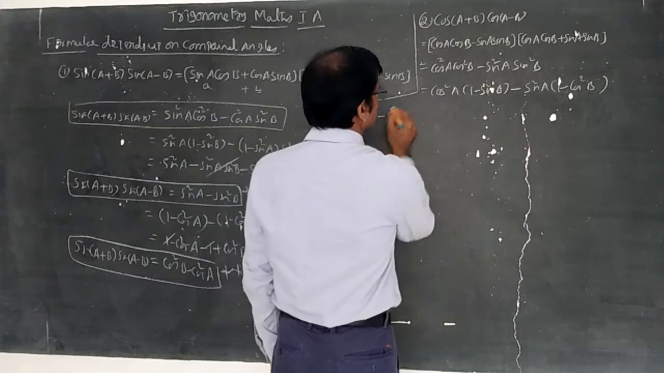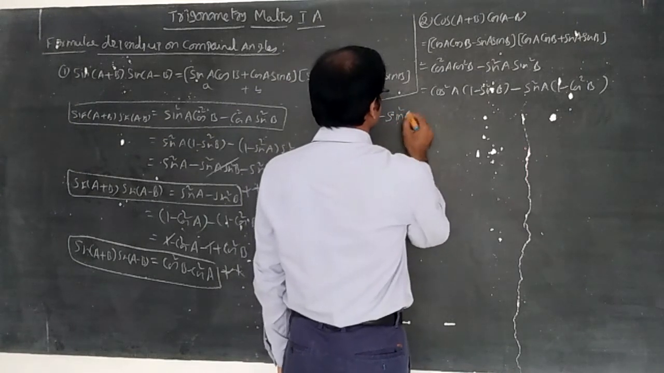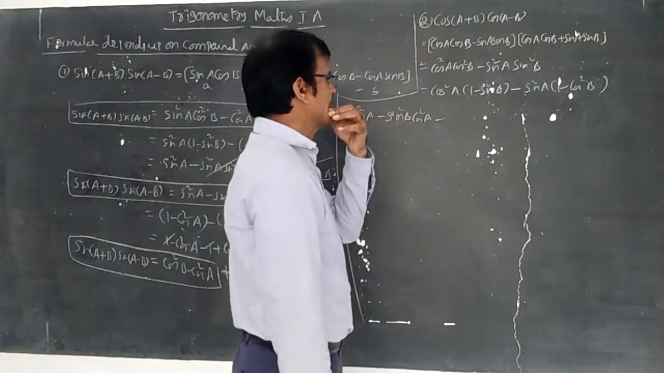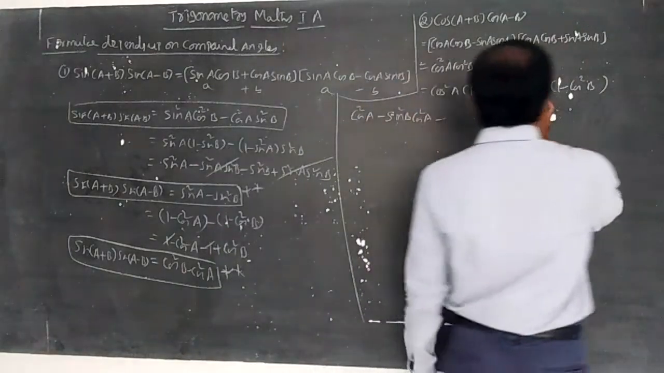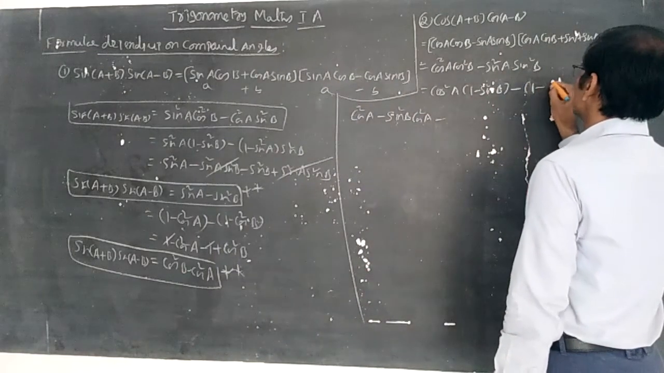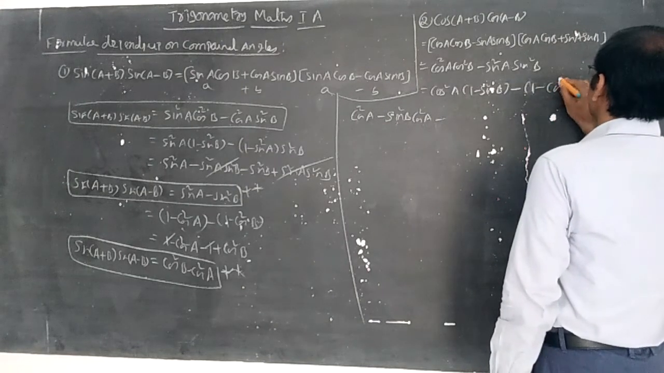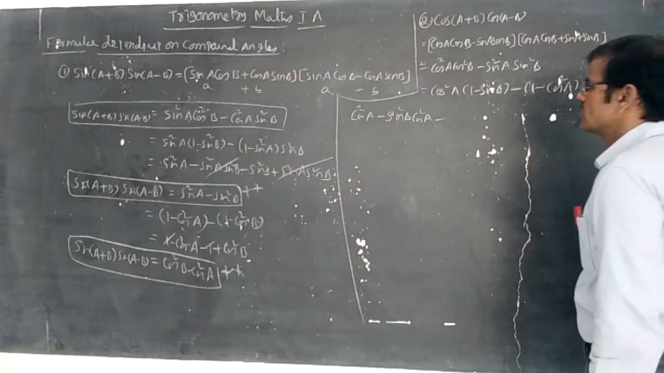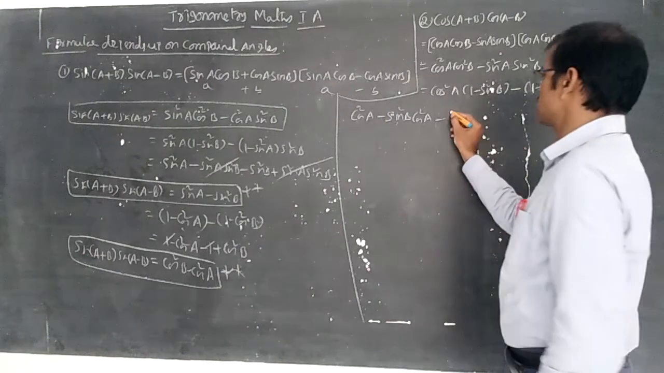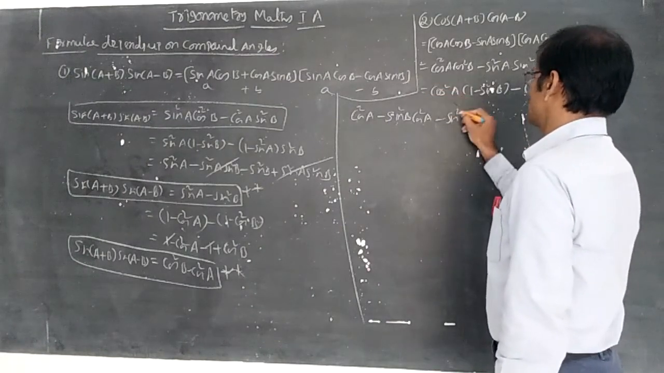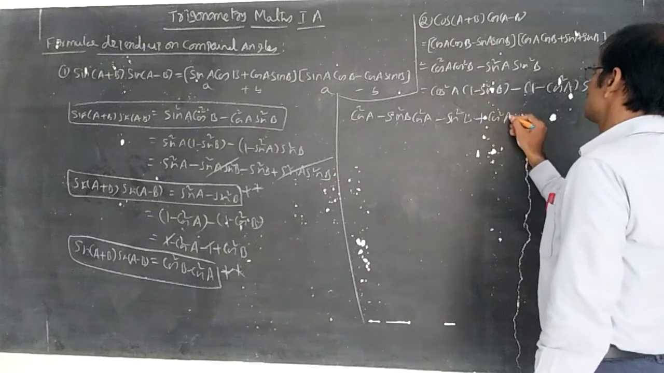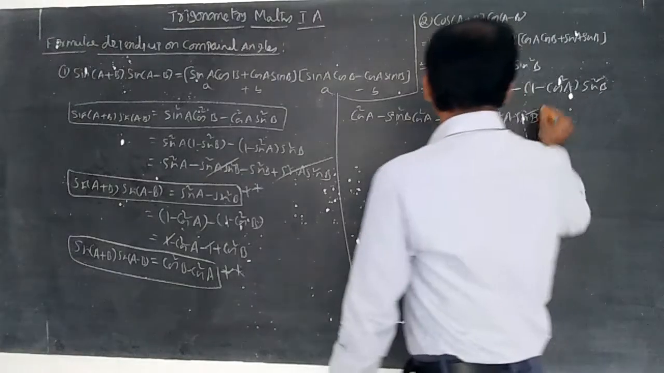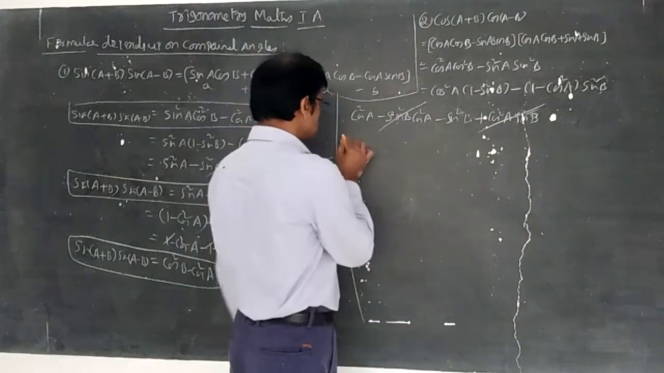So cos square A minus sin square B cos square A, sin square B cos square minus sin square A, it is not correct. So better to write here 1 minus cos square B. This is 1 minus cos square A into sin square B. Now multiply here sin square B. Minus of minus plus cos square A sin square B. Here you can understand cos square A sin square A plus and minus will be cancelled.